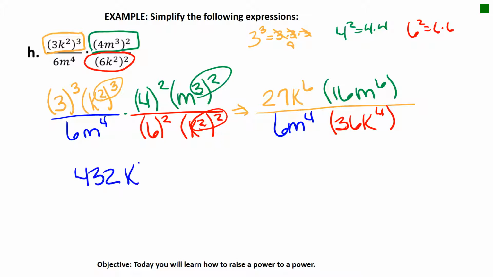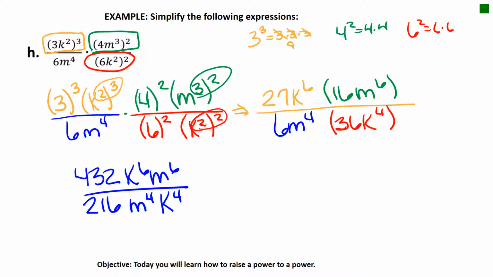I've got k to the 6th and m to the 6th. On the bottom, I have 6 times 36, which is 216. I have an m to the 4th and a k to the 4th. Here's the deal, Lucille. What if I'm doing this on the I-step and I don't have a calculator? I got to figure out what goes into 432 and 216 to reduce it.